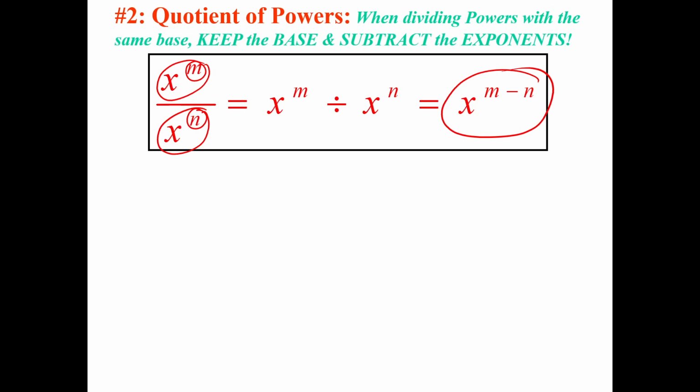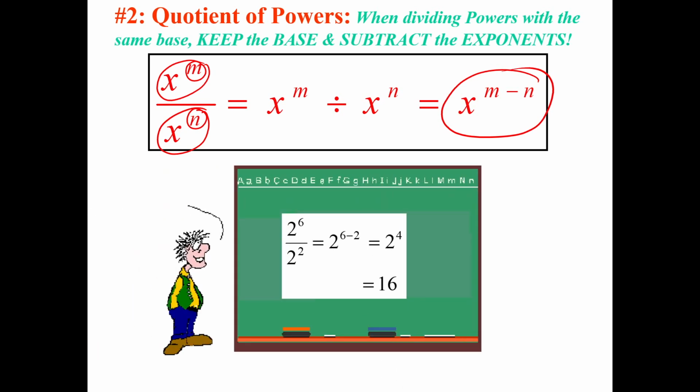So, to further explain this, let me give you examples. You have this example over here. You copy the base 2, and then you subtract 6 and 2. 6 minus 2 is 4. So 2 raised to 4. Now, what is 2 raised to 4? That's 2 times 2 times 2 times 2. You will get 16 for that. Now, let's go to the examples right away. Here you go.